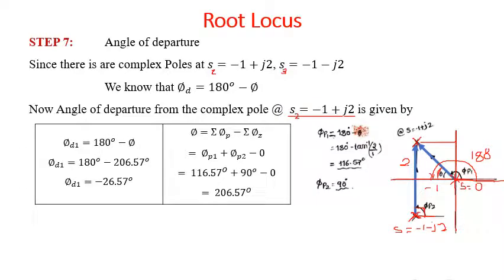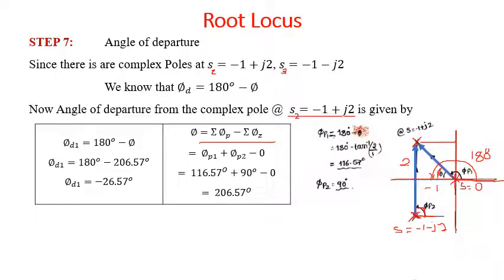To find the phi value, we have one relationship here: sigma phi p minus sigma phi z, that is, the summation of the pole angles minus the summation of the zero angles. For the poles, we have pole 1 and pole 2, excluding the fixed pole. So we have two poles, with angles phi p1 and phi p2, minus none of the zeros, so it will be 0.